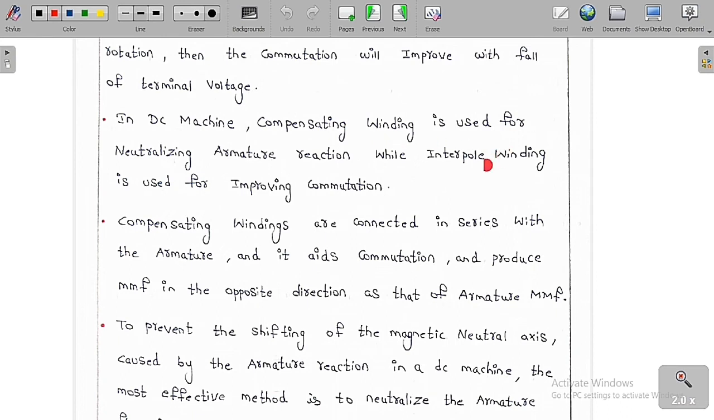So in DC machines, compensating winding is used for neutralizing the armature reaction, while interpole winding is used for improving the commutation. Compensating windings are connected in series with the armature, and they aid commutation and provide MMF in the opposite direction to the armature MMF. So armature flux and compensating winding flux are opposite, and it is always going to decrease the armature MMF. Therefore, it is going to improve the commutation.